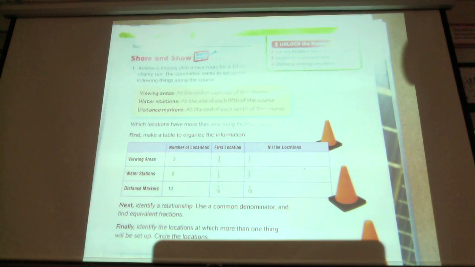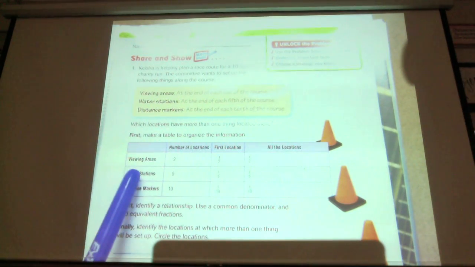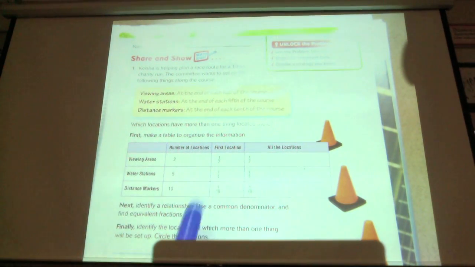Okay. The way that they gave you an example is to draw a table, and they've already set it up for you. First, they talk about the viewing area. It's at the end of every half of the course. There you go. Thank you.